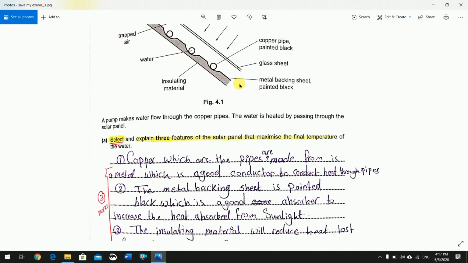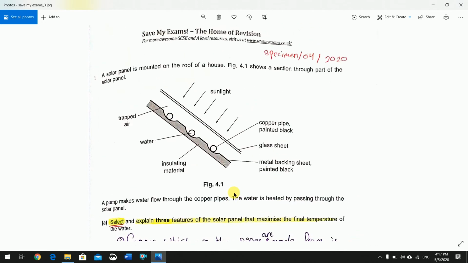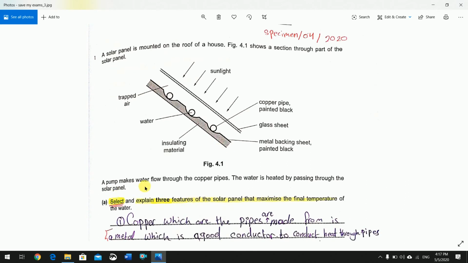Now this is from a specimen paper for an examination in 2020. So a solar panel is mounted on the roof of a house. Figure 4.1 shows a section through a part of the solar panel. So this is one part of the solar panel. A pump makes water flow through the copper pipes. These pipes are taken from a sideways view. The water is heated by passing through the solar panel. Select and explain 3 features of the solar panel that maximize the final temperature of the water.